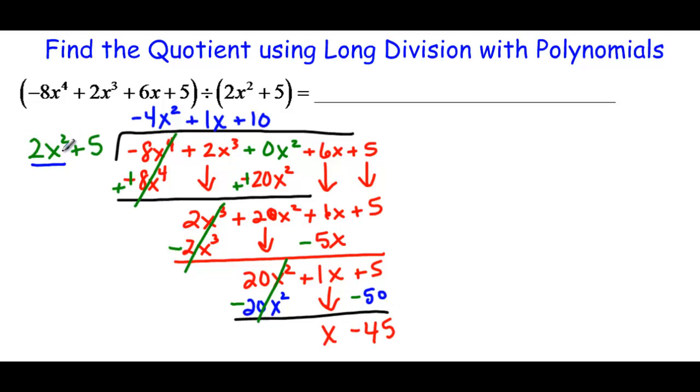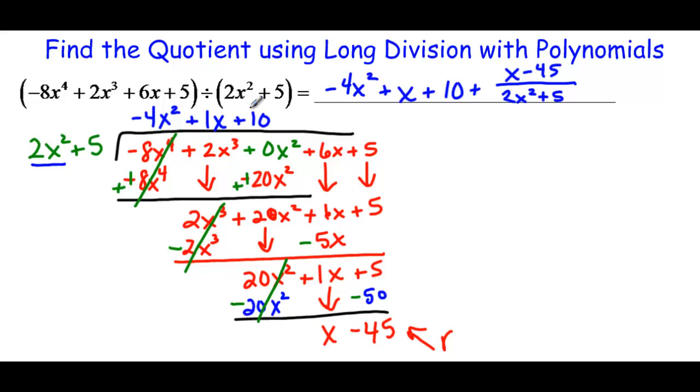And now if I look, 2x squared has a higher degree than my x, so I can't multiply it by anything to get it. So this is my remainder. When I write my final answer, I'm going to get a negative 4x squared plus 1x, or plus x, plus 10, plus my remainder. Take what your remainder is, my x minus 45, and put it over what I'm dividing by. So 2x squared plus 5.